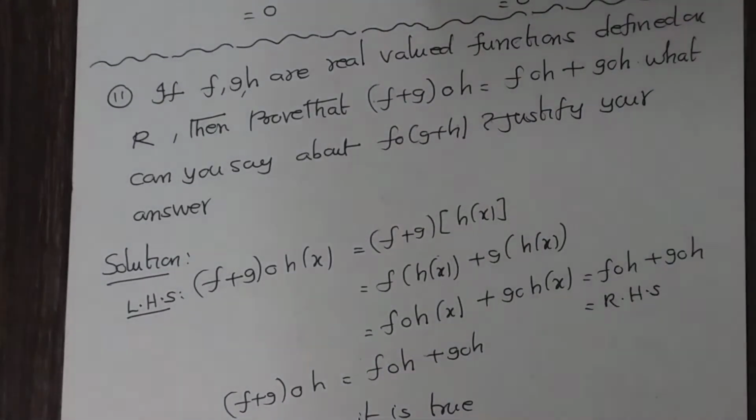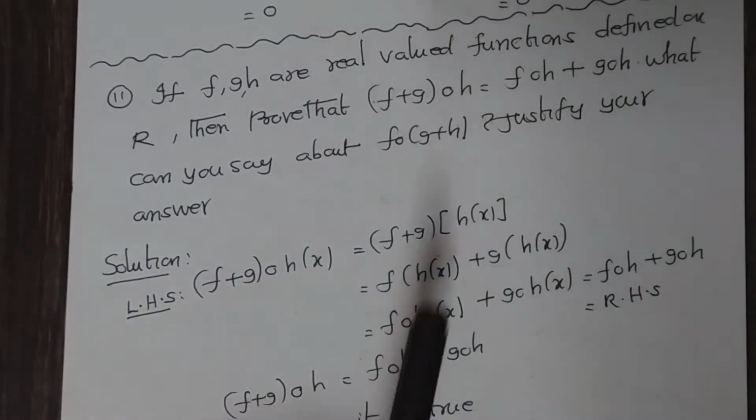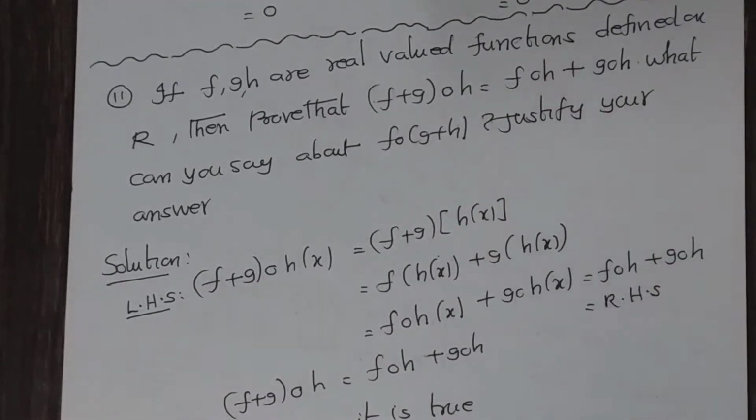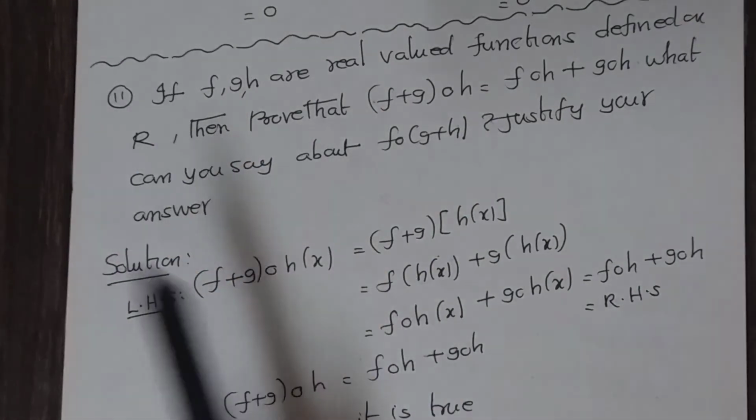Okay, student, in this video, I am going to explain exercise 1.3 sum number 11. This is also based on composition of functions and algebra of functions. Very easy problem only. If f, g, h are real valued functions, what is the meaning of real valued function? They can take real value as input, defined on capital R, that means real values.